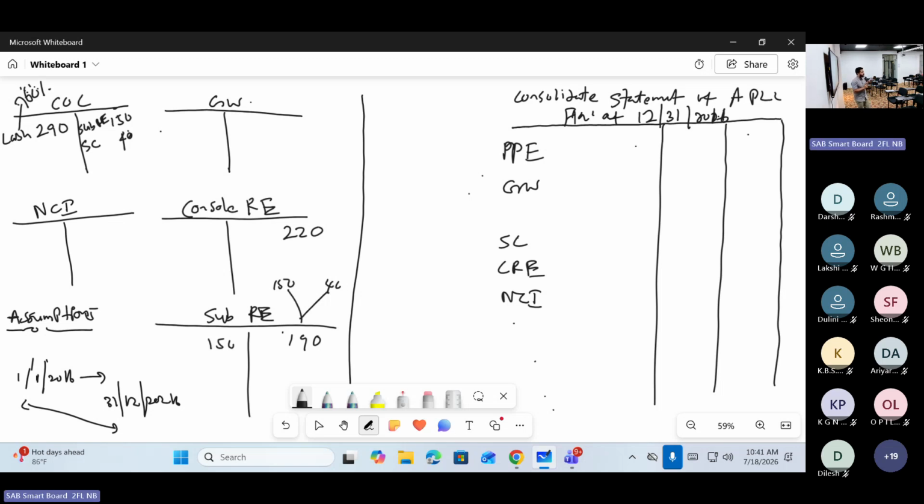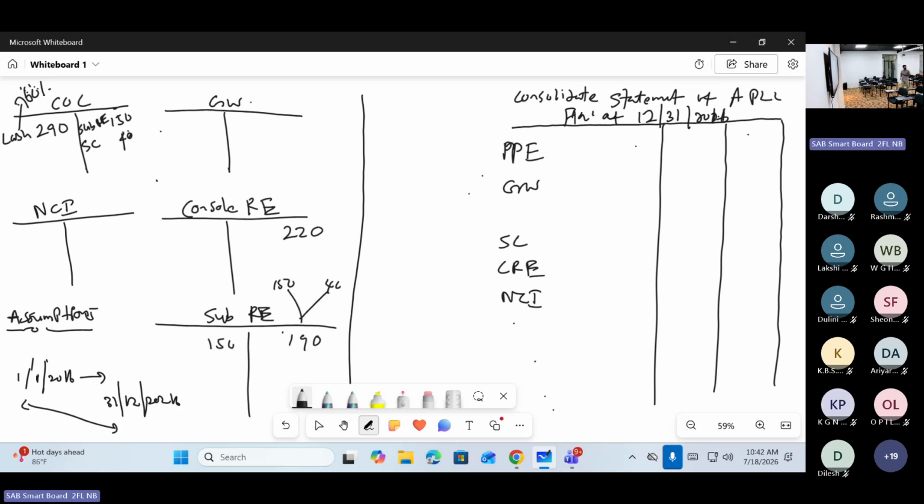This is the total value. Book value into 40%: what's the NCI portion? The NCI portion is 40%. 190 into 40%. Get the value. How much? 76. 76 is the NCI value.